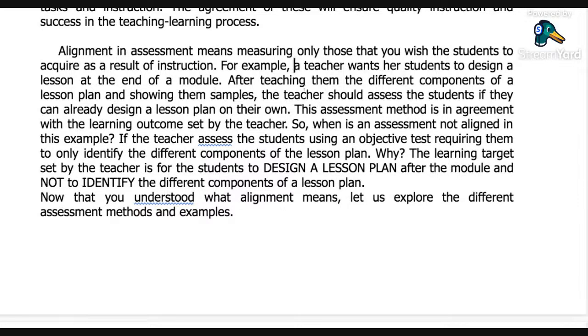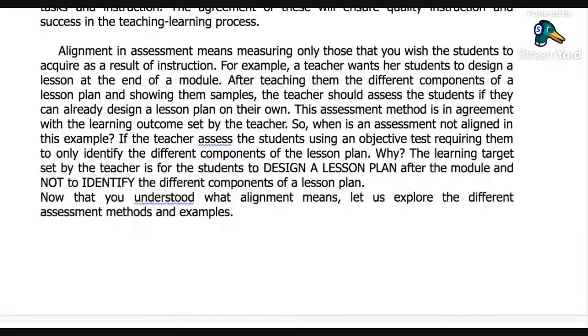After teaching them the different components of a lesson plan and showing them samples, the teacher should assess the students if they can already design a lesson plan on their own. Okay, so this assessment method is in agreement with the learning outcomes set by the teacher. So see, there should be an alignment between the learning objectives and the assessment outcome. Okay?